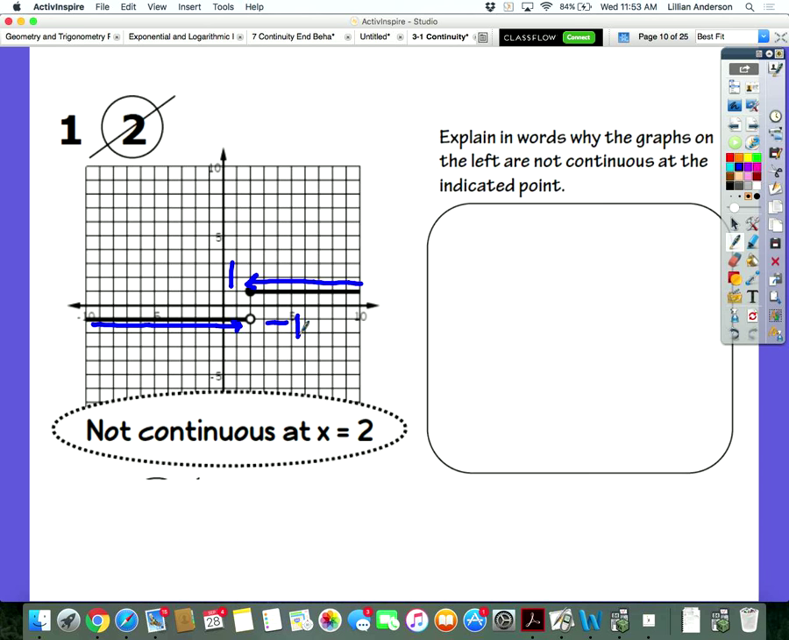Okay? So right here in this open box, I want you, in your own words, so that when you go back and look and study, how would you explain this? Why is it not continuous at 2? In your own words, I want you to write that down now.